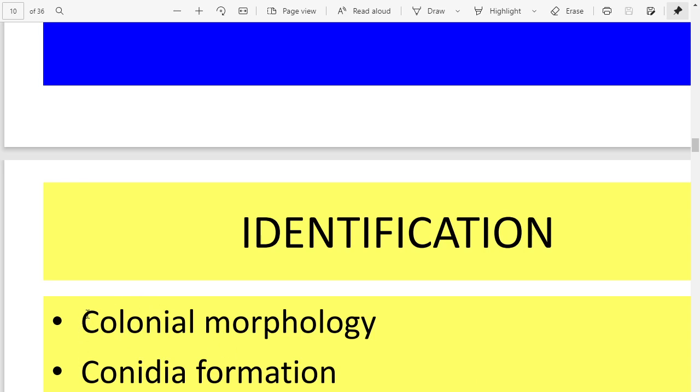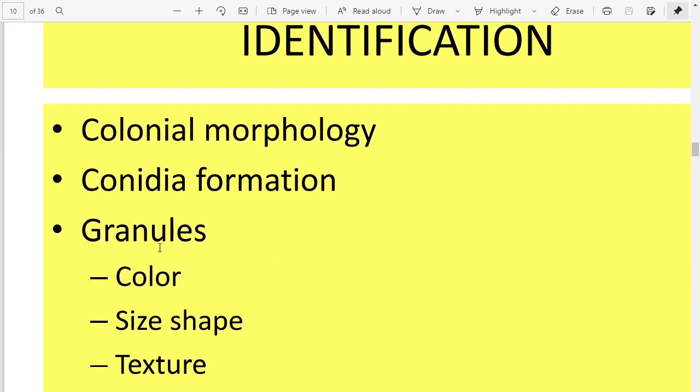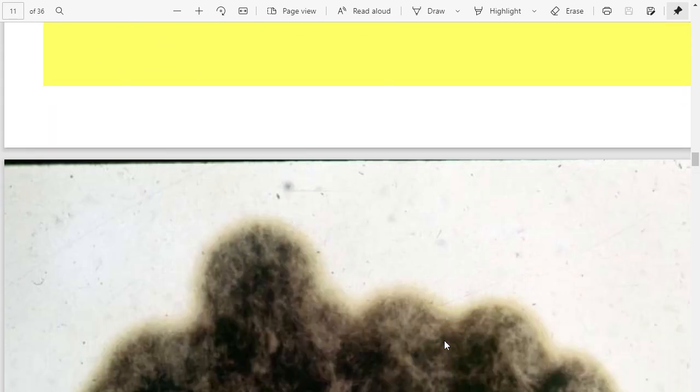Identification, we said, is microbiologically by colonial morphology of the conidia, by the granules. Some of them will release a special type of granules, especially if it is caused by actinomycetes, which is not a fungus. This is not a fungus, this is a higher bacteria. You look for the color of the colony, the size and shape and the texture. Some biochemical reactions could be done also to differentiate the different species of actinomycetes.